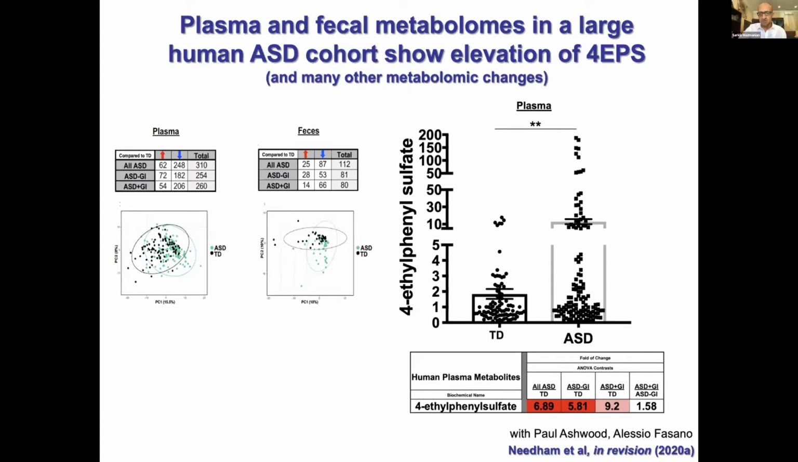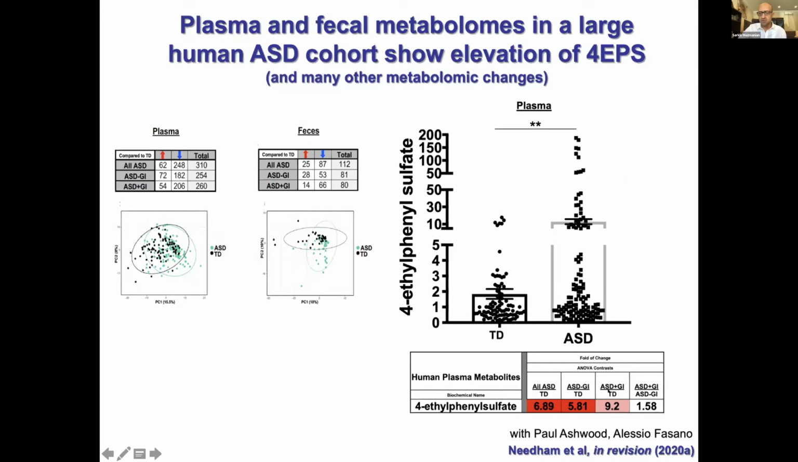And just zeroing in on 4-ethylphenyl sulfate, there is now, in a human cohort, this increase in 4-ethylphenyl sulfate in a handful of individuals with autism. So 129 samples from people with autism, 129 plasma samples, and 100 typically developing samples, so quite a large cohort. And again, while 4-EPS is found in the general population, there seems to be this elevation in individuals.